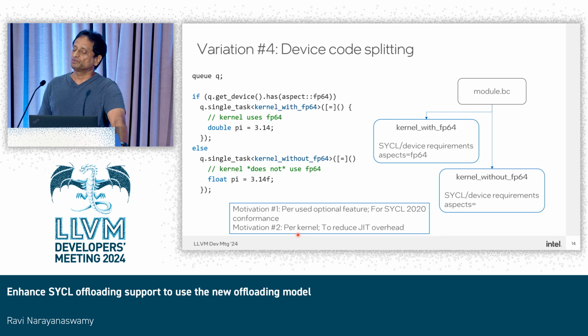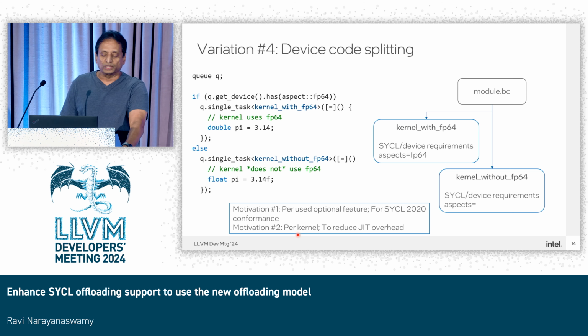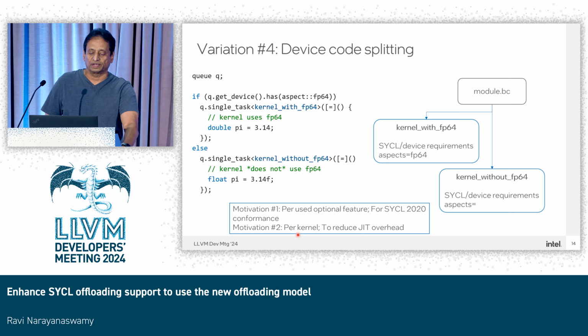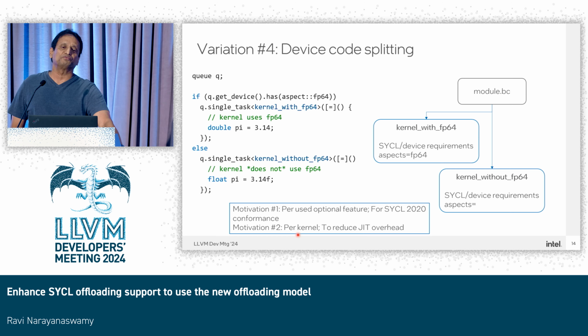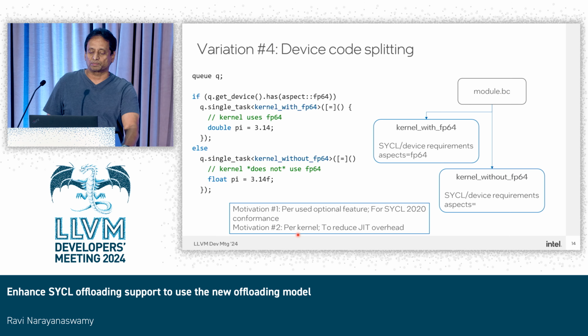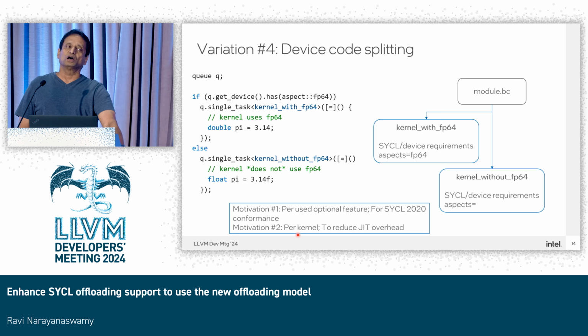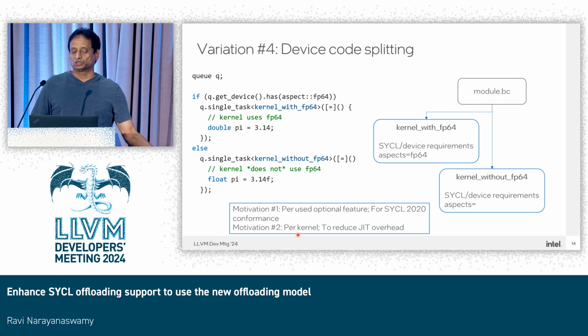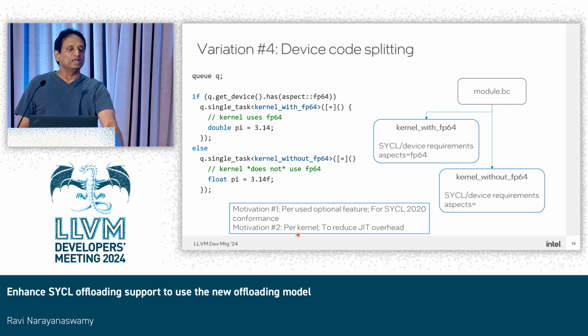The second reason we want to split is that during JIT time, we don't want to compile all the kernels in the image, because you may not use all of them. You may use only a few selected kernels. So if you split each into a separate image, you just load and compile only the kernels that are needed, and you reduce the JIT overhead. There are also other reasons: when you're doing AOT, by splitting into separate device images, you can invoke the backend compiler in parallel and reduce the compile time.